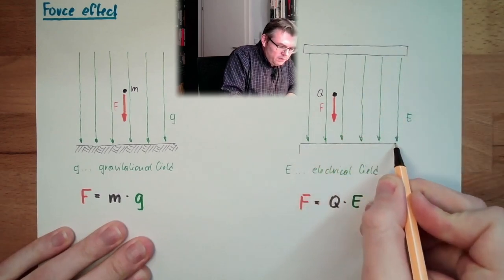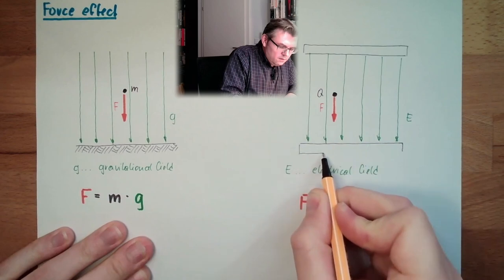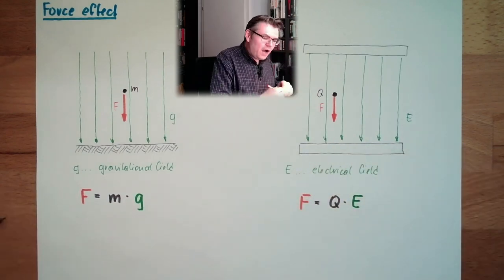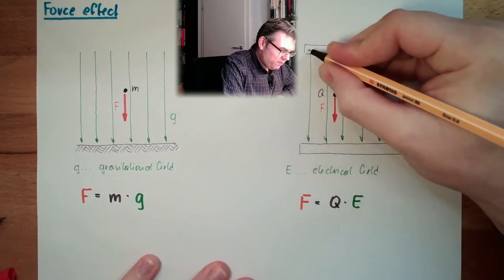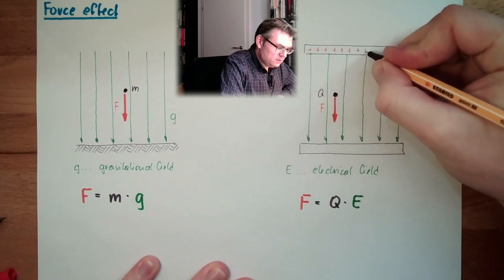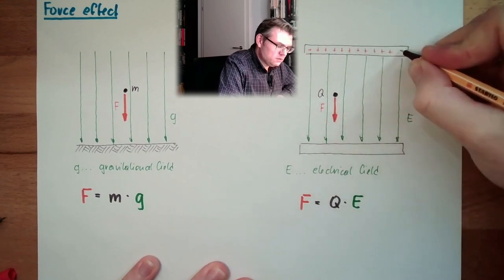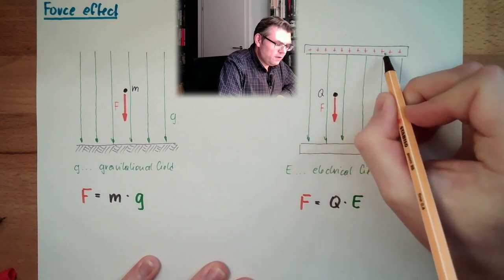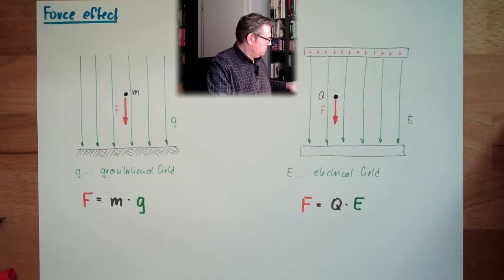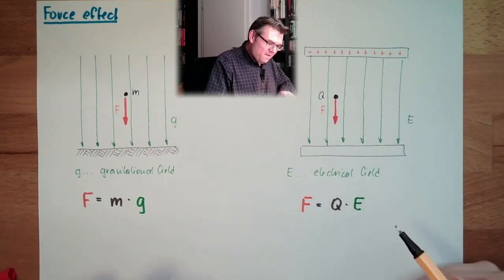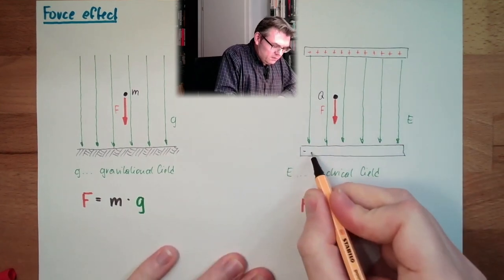And here is some plate. And to produce this electrical field, we have to charge those plates. And here we have plus, plus, plus, plus, plus, plus, plus, plus, plus, plus, plus, plus: 1, 2, 3, 4, 5, 6, 7, 8, 9, 10, 11, 12. All right, a dozen charges. And here we have negative charges.